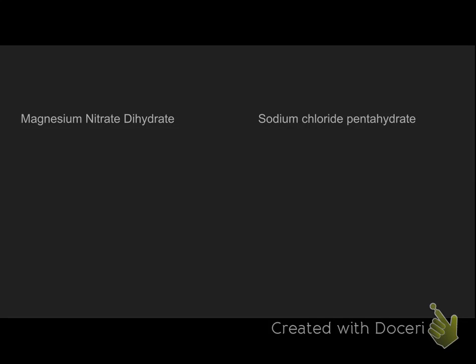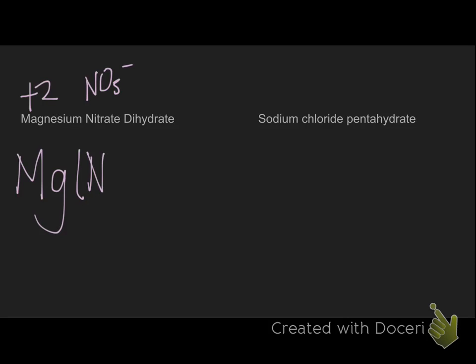Magnesium nitrate dihydrate. So this is going the opposite way. So magnesium is +2, nitrate is NO3-. So that's going to be Mg(NO3)2. Okay, if you're lost on that, we got to go back and review the ionics, or the ionic naming. All right, di means I have 2 hydrates, 2H2O.